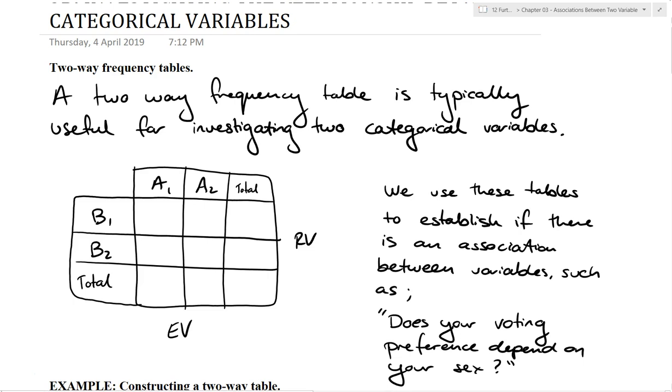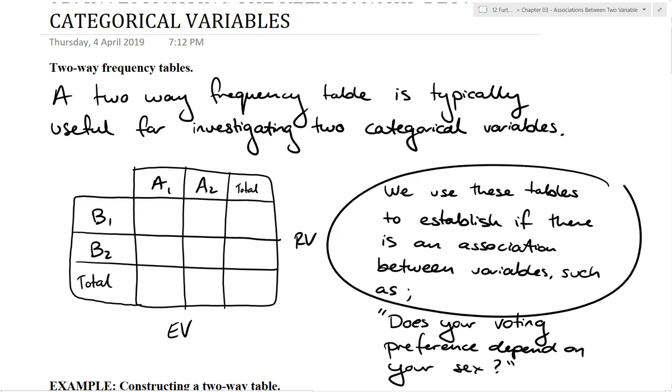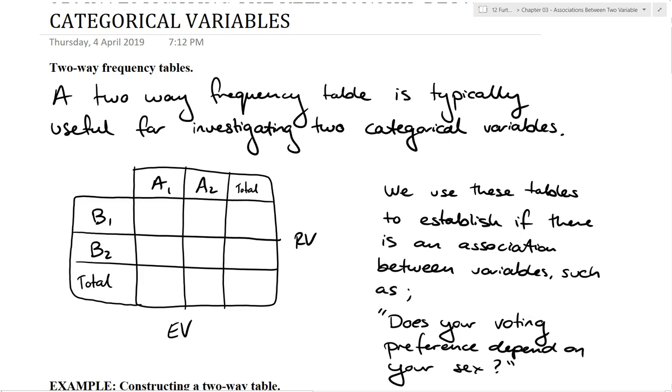So in the previous video, we talked about whether or not there was a relationship between, say, the kind of compost you use and the height of the plants. Well, the compost in that case was the explanatory variable, so our compost types A, B, and C would be up the top, and for example, our plant types, tomatoes or whatever, would be the response variable. We use these tables to establish if there's an association between two variables, such as, does your voting preference depend on your sex? And so our job is to fill these tables in.